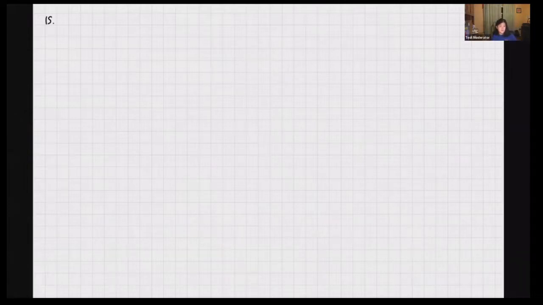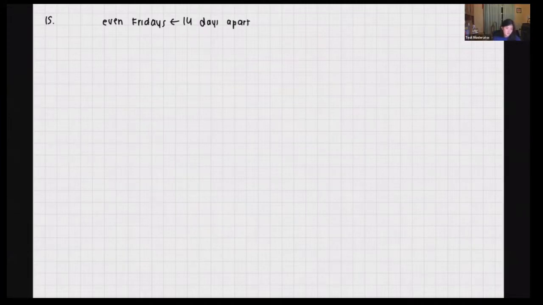Okay, so for this one, it again requires a bit more common sense with knowing days. You know that the next Friday will be 7 plus the current Friday's date. And to only have even Fridays, this basically means that all the Fridays are 14 days apart, because if they're 7 days apart, then at least one of them is going to be odd. And that's not what the question asks.